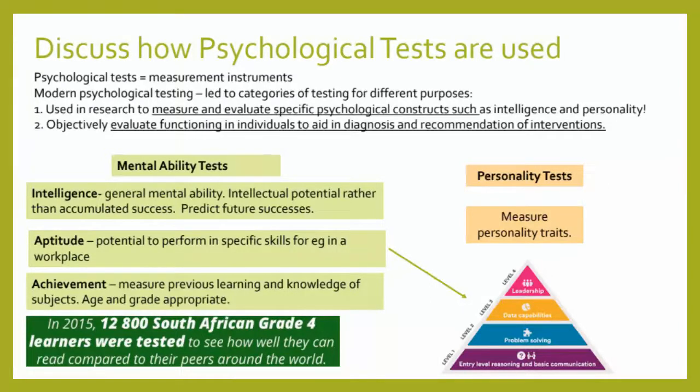So within mental ability tests, we have intelligence, we have aptitude, and we have achievement. The other kind of psychological test that we're now very familiar with because of the work we've done in this module is a personality test. Okay, and that measures personality traits, and I think we've seen enough of personality and personality tests to understand what that is.